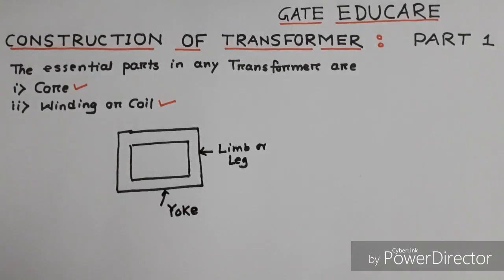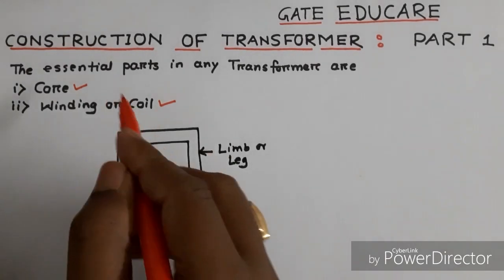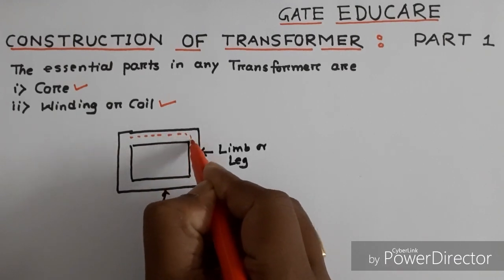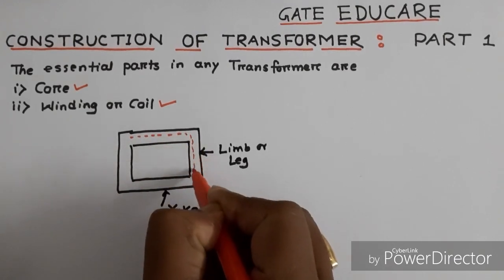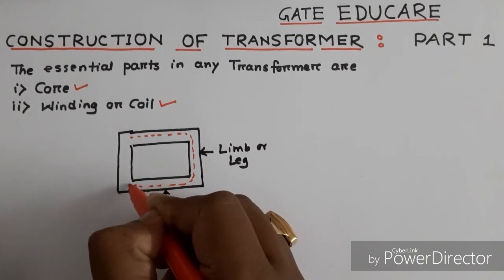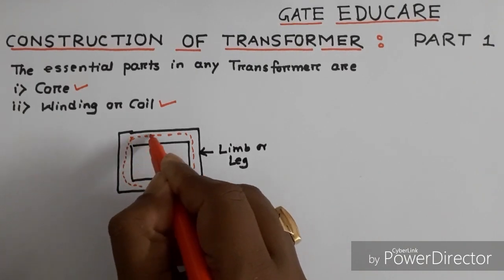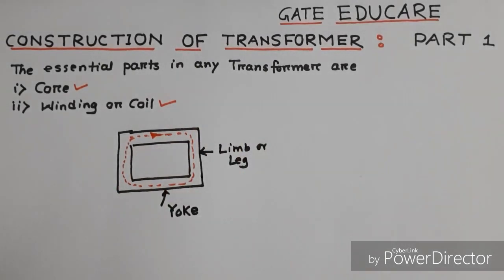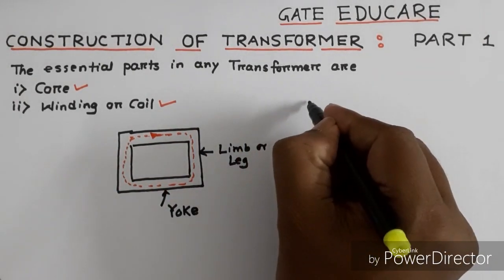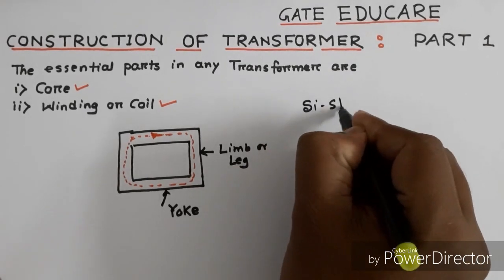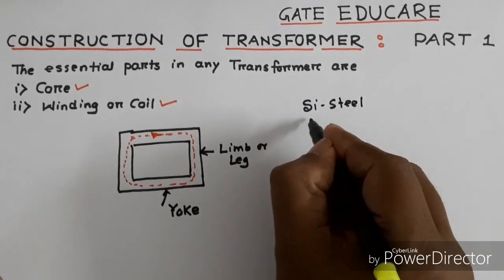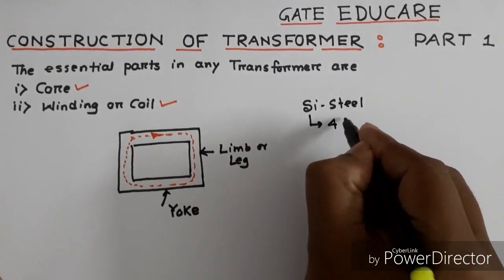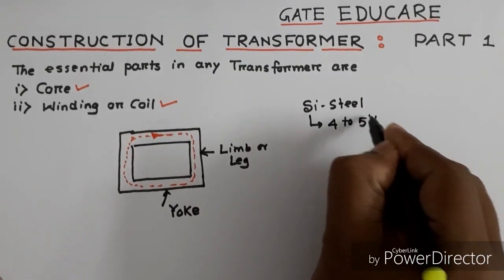The function of this core is to provide a path for the passing of magnetic flux. That means flux will pass through the core of the transformer. The core is made of silicon steel. The percentage of silicon in silicon steel is generally 4 to 5%.